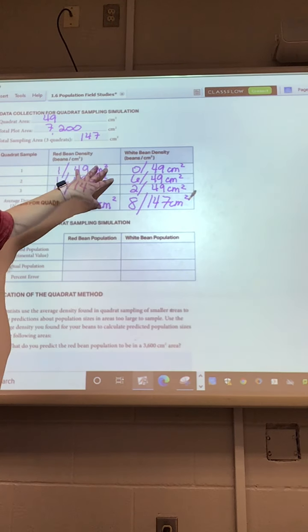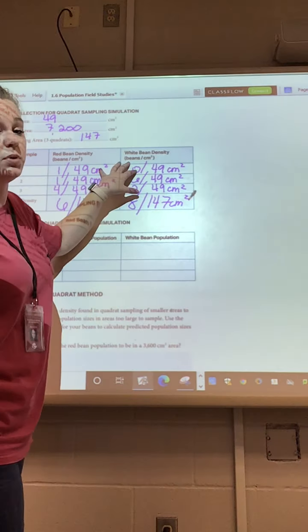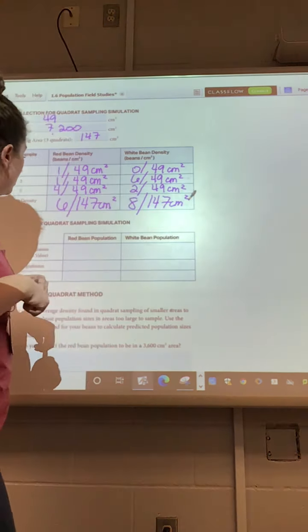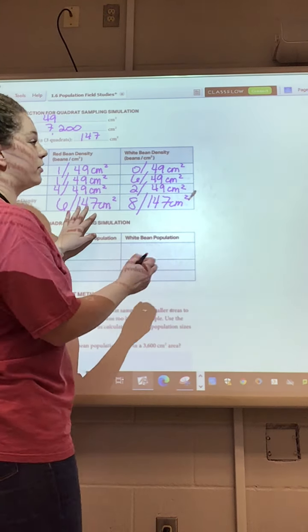So I'll plug this data in for you, or you can just watch the video and plug it in yourself. I'll be plugging this into my example one, so you're going to have to copy it over. All right, so estimated population, experimental value. So the way I calculate that is going to be for the red beans.